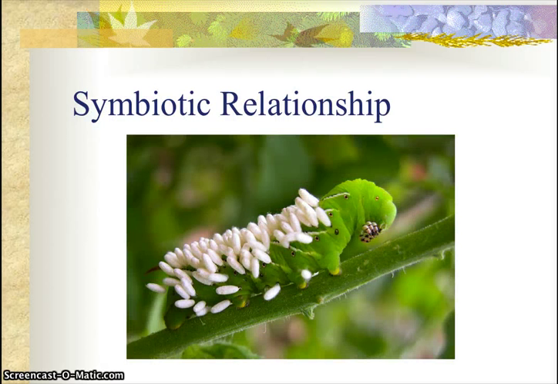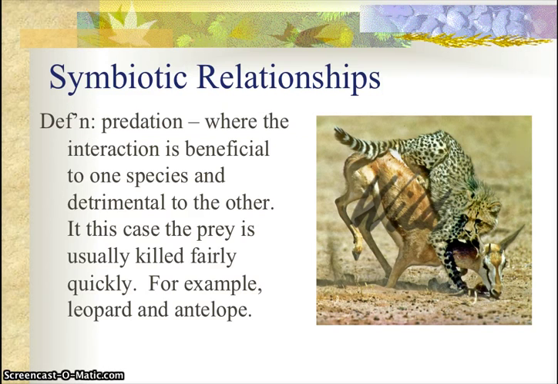Here's another type. The last type of symbiotic relationship is predation. Predation is where the interaction is beneficial to one species and detrimental to the other. In this case, the prey is usually killed fairly quickly. So for example, a leopard hunting an antelope.